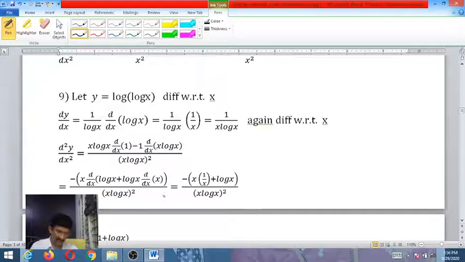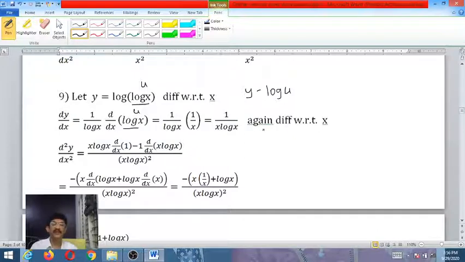Y equals log of log x. Again look at here. We consider this log x as u. Right. Y equals becomes what? Log u. So what is dy by dx? 1 by u into derivative of u. What is the derivative of log x? 1 by x. It becomes 1 by x log x.